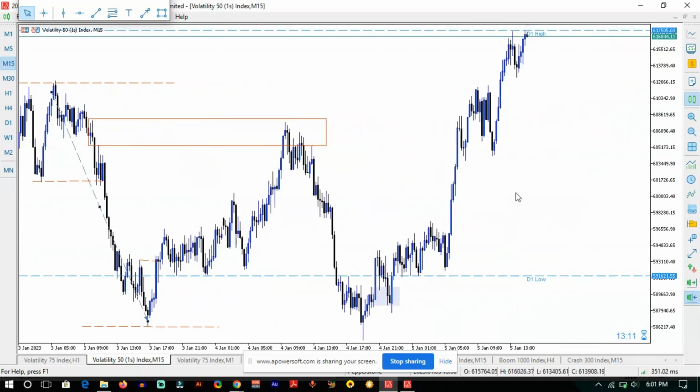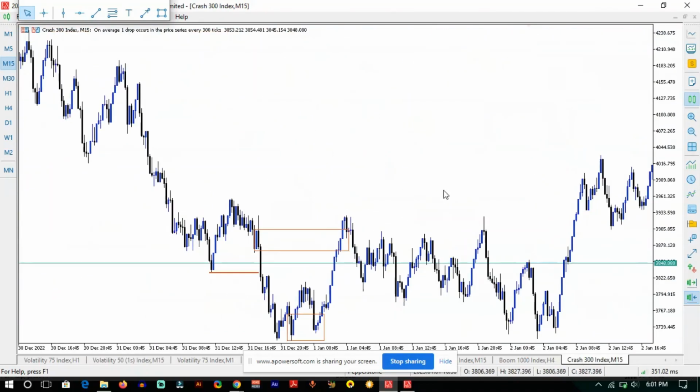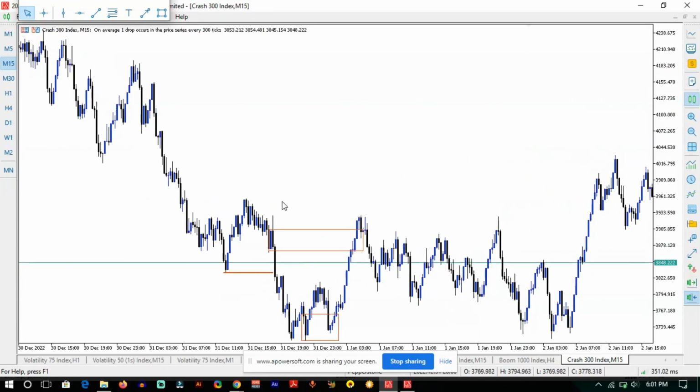So let me go on a crash. I think I'll do part 2 of this because I've rushed a little bit. Now you can see that here we broke structure, and just down here we have these large candles that were moving down. And then there was some structure that was broken here.